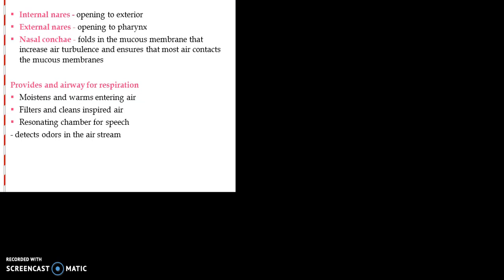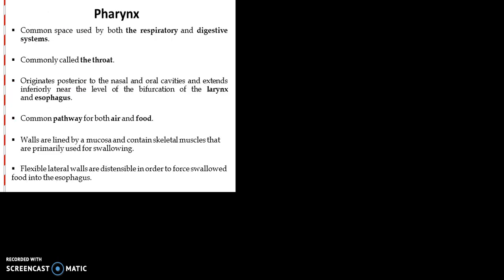Nasal conchae are folds in the mucous membrane that increase air turbulence and ensure that most air contacts the mucous membrane so that foreign particles can be captured. The nose provides an airway for respiration. It moistens and warms entering air, and filters and cleans inspired air. It is a resonating chamber for speech. It detects odor in the airstream with the help of olfactory receptors.